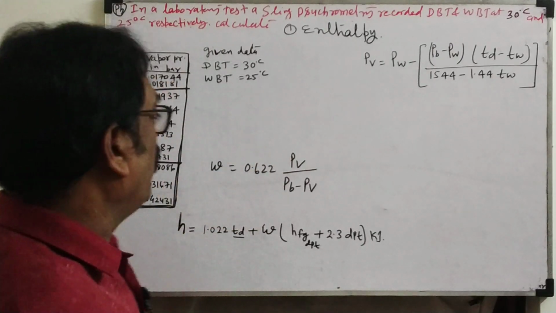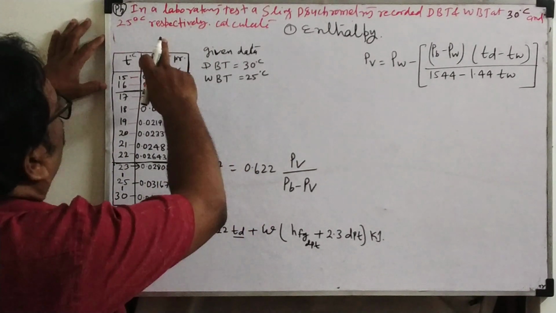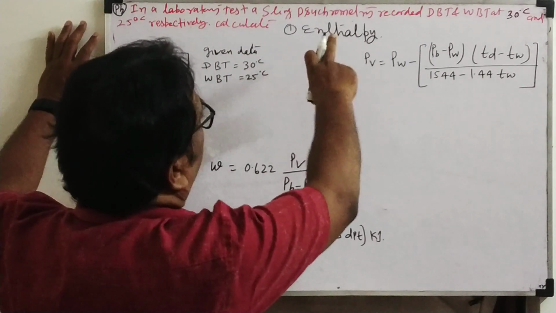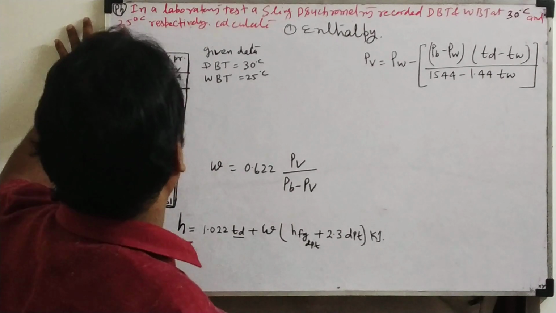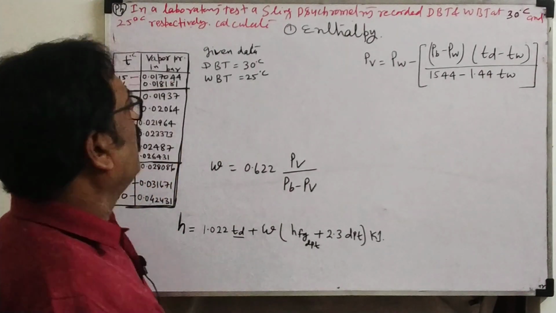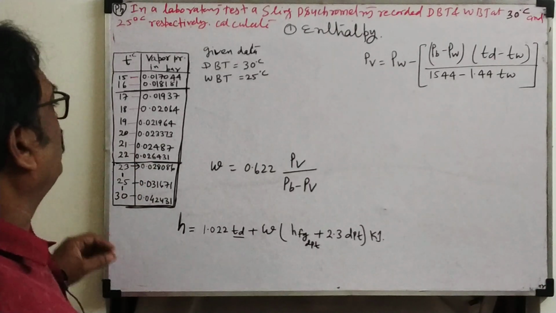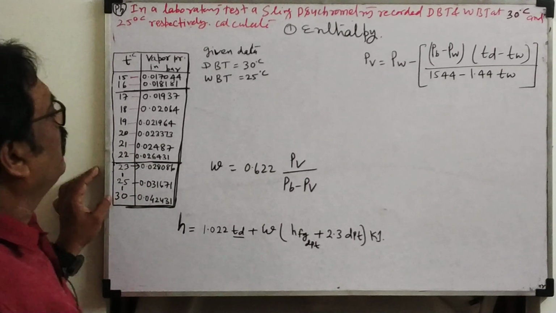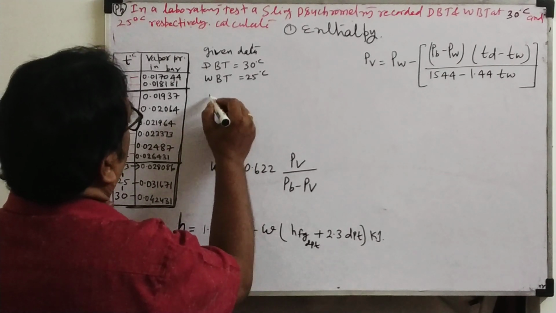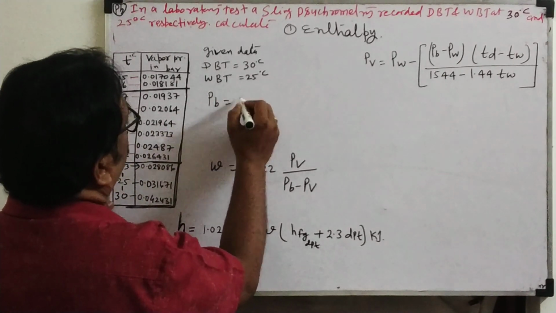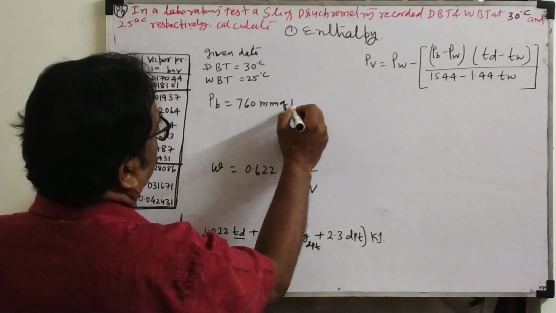So first, what will we do? First we will find PV. In this question, what is given? In a laboratory test, a sling psychrometer recorded dry bulb temperature and wet bulb temperature of 30 degrees and 25 degrees respectively. So the dry bulb temperature is given as 30 degrees Celsius and the wet bulb temperature is given as 25 degrees Celsius. Barometric pressure is not given. We will assume 760 mm of Hg.